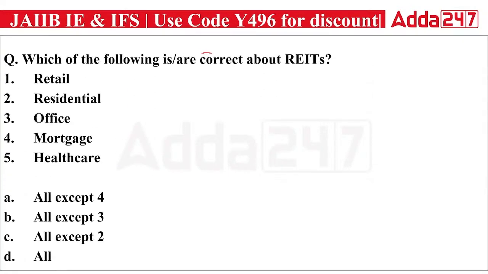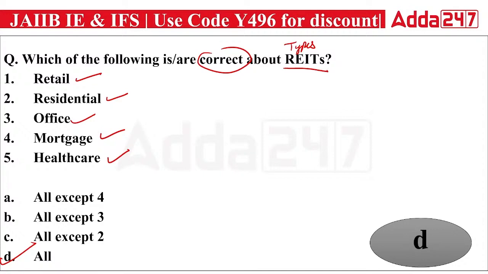Next, which of the following are correct about REITs? Retail, residential, office, mortgage, healthcare. Here we are talking about the types of REITs. So which of the following are correct about the REIT types? The answer is retail, residential, office, mortgage, healthcare: all of these are right, so the answer is D, because all of the above are correct in context to the types of REITs.